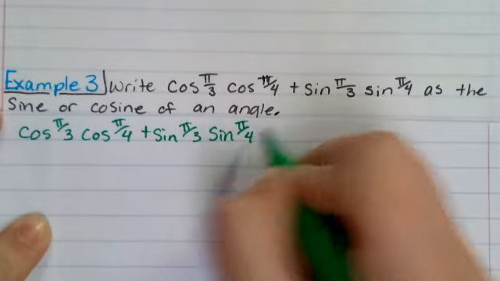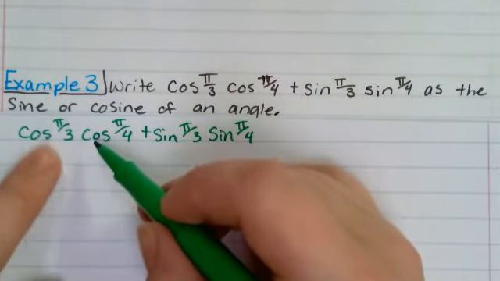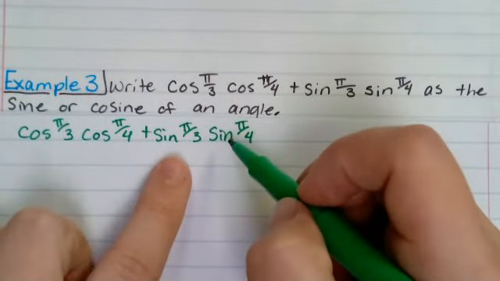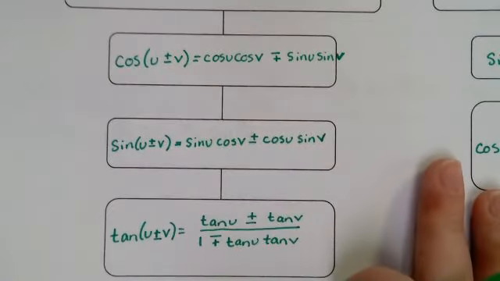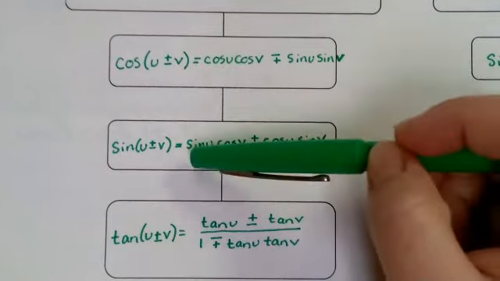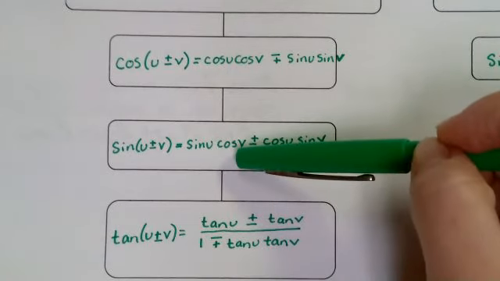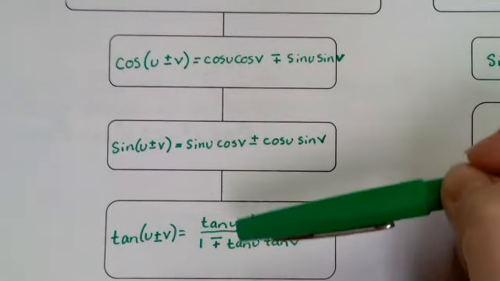So the one I'm going to look for is the one that uses cosines together and then sines together, also separated with a plus sign. Okay, so looking at my sum and difference formulas, this one had sine cosine. That's not what my problem's doing. My problem is using the cosine sum or difference.